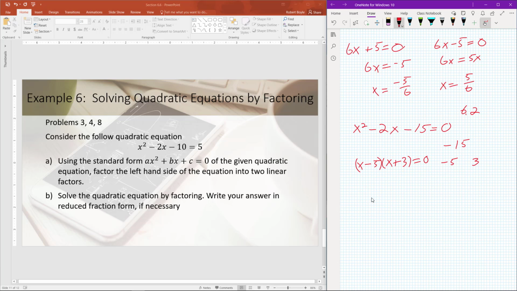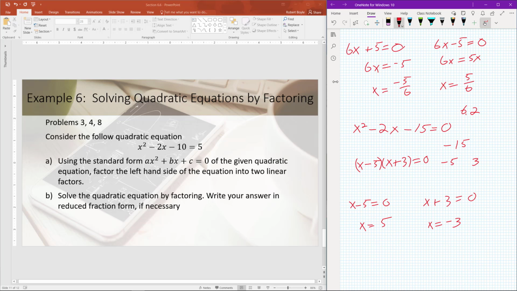Now for part B, we need to solve by factoring. Once again, using the zero factor property, we have two equations to solve. One is x minus 5 is equal to 0. The other one is x plus 3 is equal to 0. All right, for this one, adding 5 to both sides, we have x is equal to 5. Subtracting 3 from both sides, we have that x is equal to negative 3. And there we go, we're done.